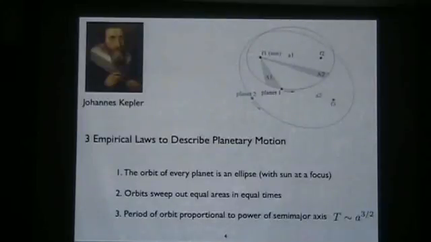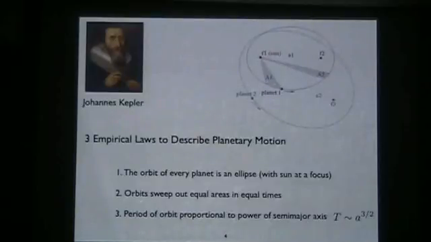The orbit of every planet is an ellipse, not really a circle. The orbits sweep out equal areas in equal times, which is just a statement that for a planet, the time it takes to move along this little bit of path, which sweeps out this area in its orbit, where this is the sun, is the same as the amount of time it takes to go in this little path.